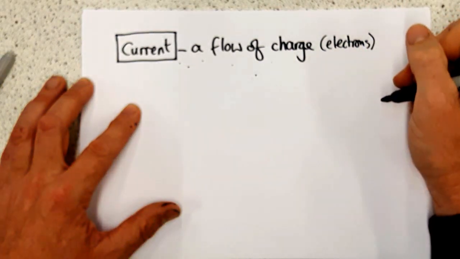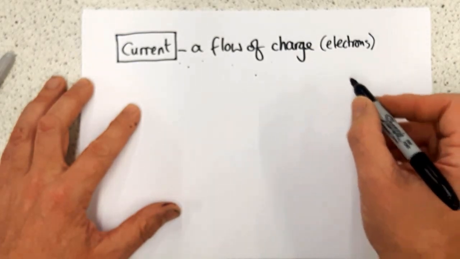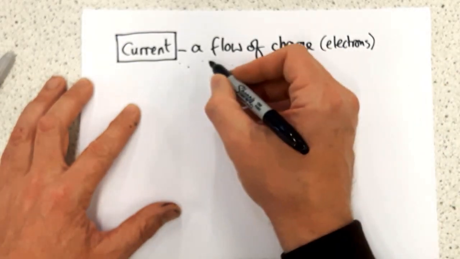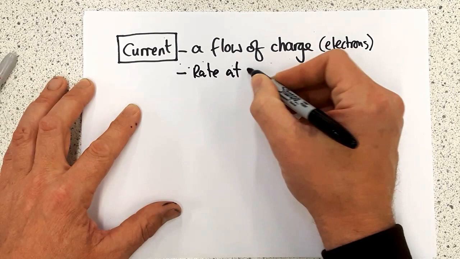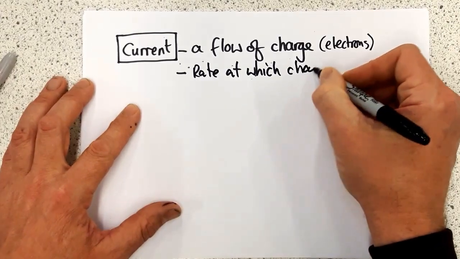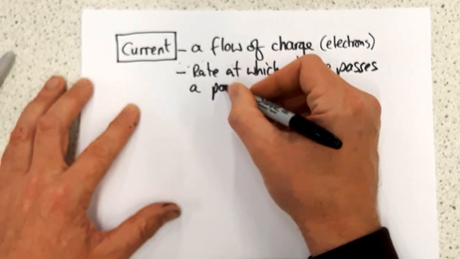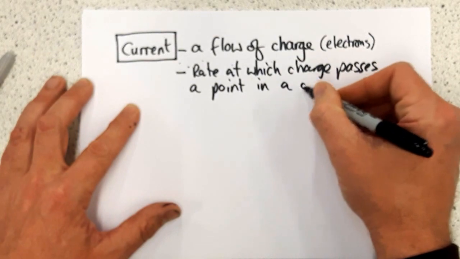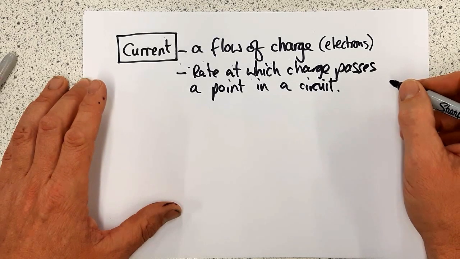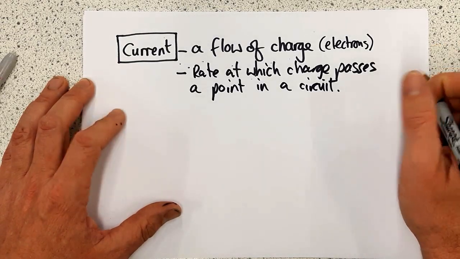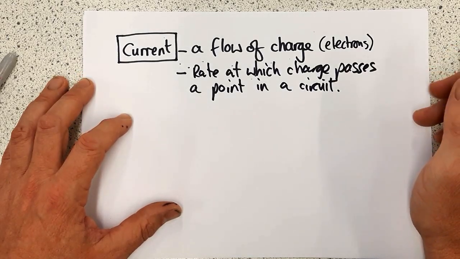Quite simply, the bigger the current, the more electrons are passing a point per second. Okay, so it's a flow of charge, and the measurement of current is the rate at which charge passes a point in a circuit. So you can have electrons moving quickly, electrons moving slowly, or you can have lots of electrons moving or few electrons moving, and they all affect the size of the current.